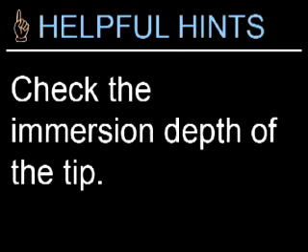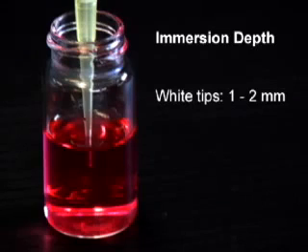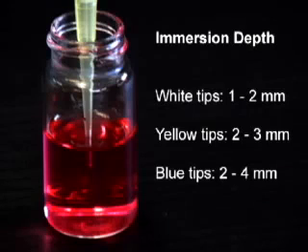Third, check the immersion depth. If the immersion depth is too deep, liquid may get into the plastic shaft and damage the mechanics of the pipetman. If the immersion depth is too shallow, air may be drawn into the tip, which greatly affects accuracy. As a general rule, immerse the white tips to a depth of 1 to 2 millimeters, the yellow tips to a depth of 2 to 3 millimeters, and the blue tips to a depth of 2 to 4 millimeters.